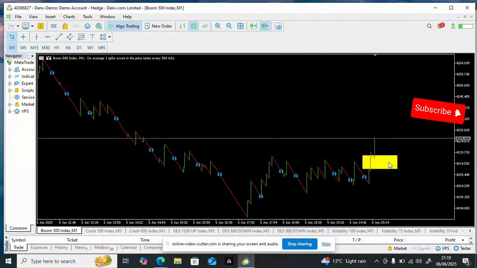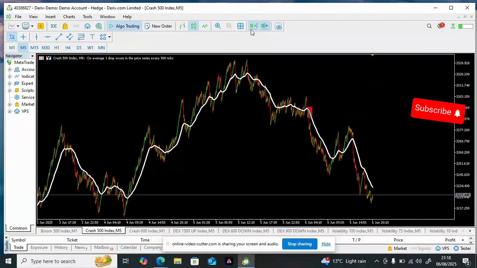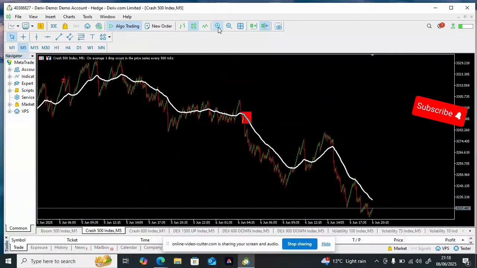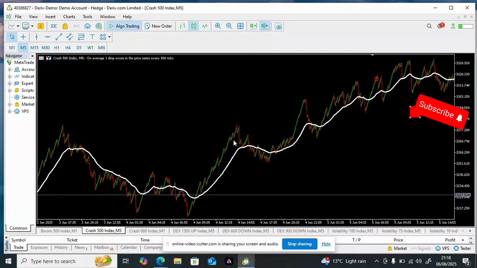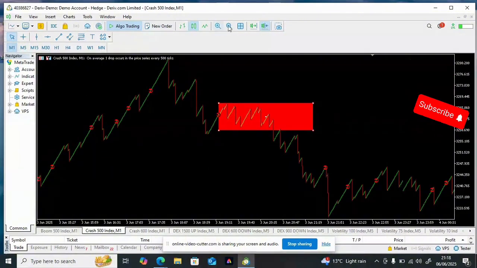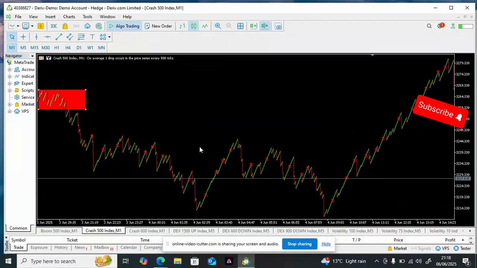So while we wait for the signal, let's go to M5, to Crash 500. So now we are in Crash 500, my beautiful, lovely pair, all right? If we zoom in, we want to start from somewhere. Let's start from where the market was in an uptrend. So let's get this point done. I don't know if we can still have the indicators data on this one. Yeah, we have the indicators data here.